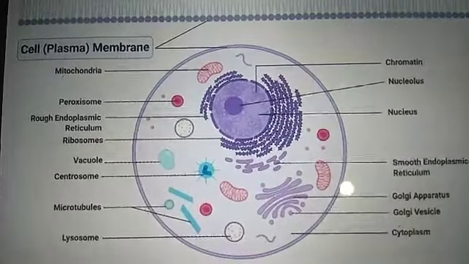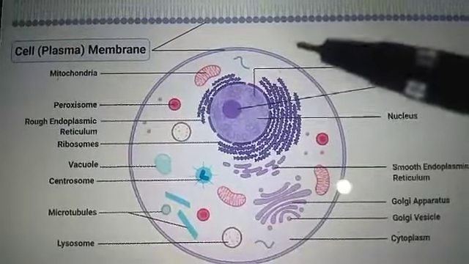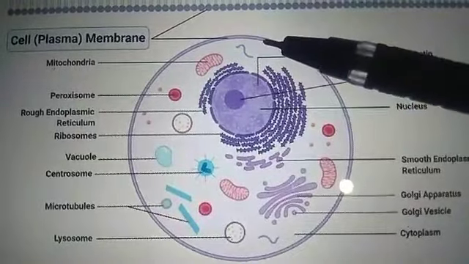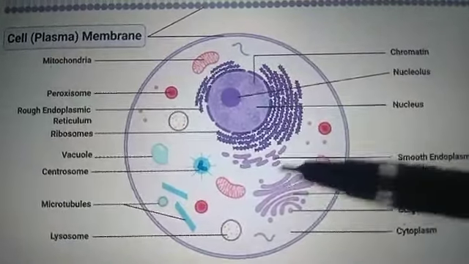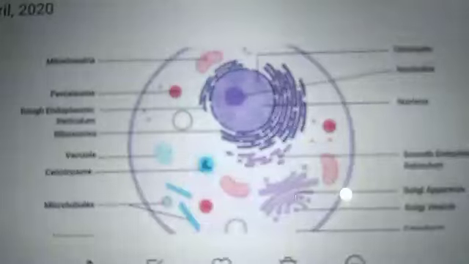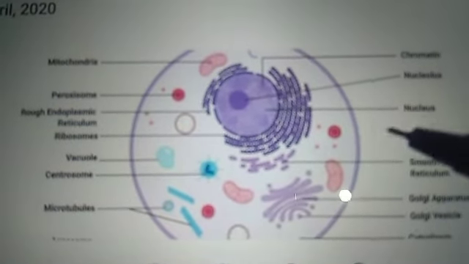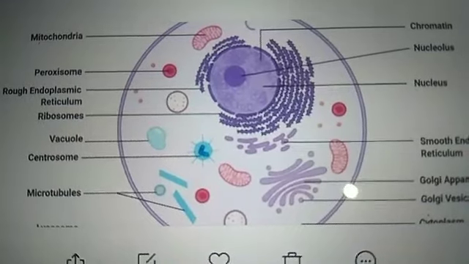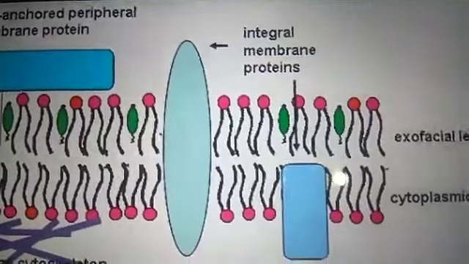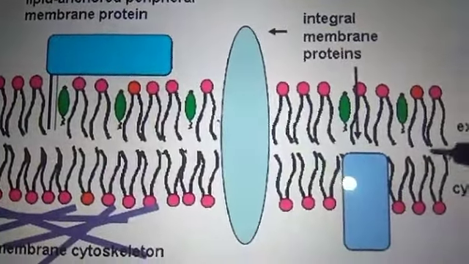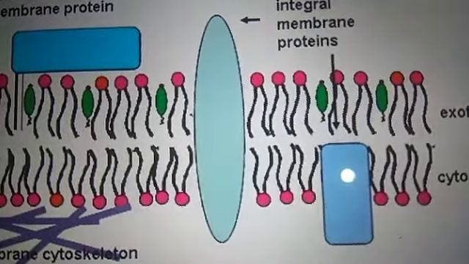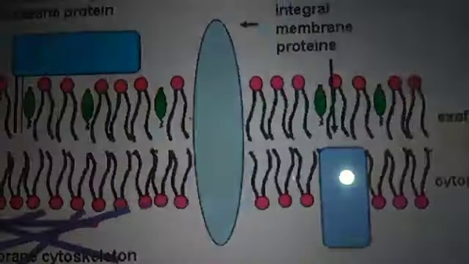Students, here is the cell and we can see the plasma membrane, and this plasma membrane is separating the external environment of the cell from the internal environment of the cell. That means this plasma membrane is forming the boundaries and making the external environment different from the internal environment, right? And the plasma membrane allows or permits the entry and exit of material in and out of the cell.